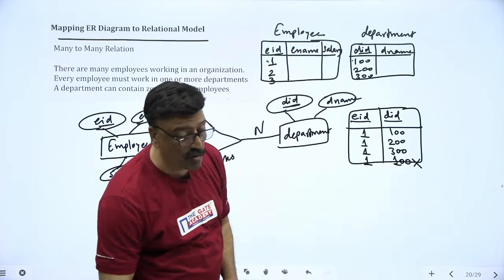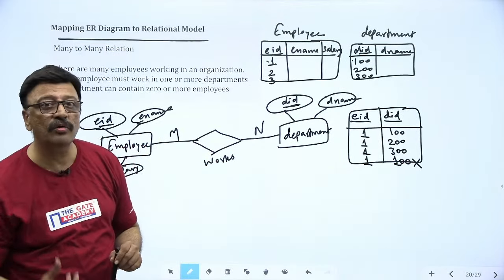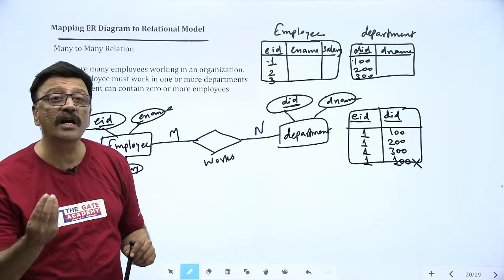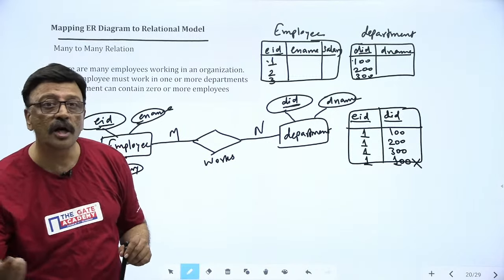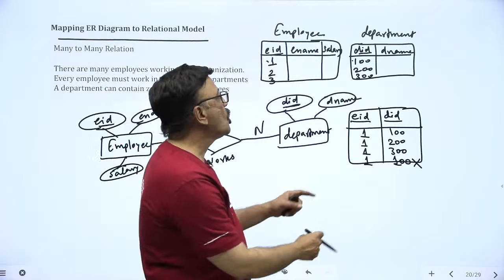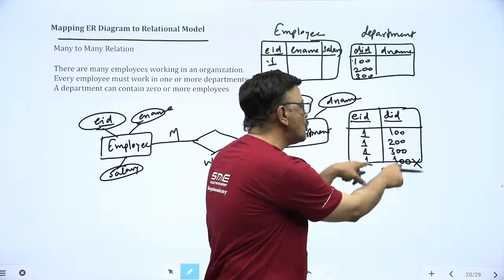I hope you remember the definition of key attribute. Key attribute is something which cannot repeat, which should be unique. So what should be unique in this table? The combination of EID and DID should be unique.